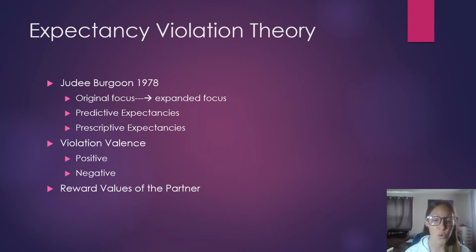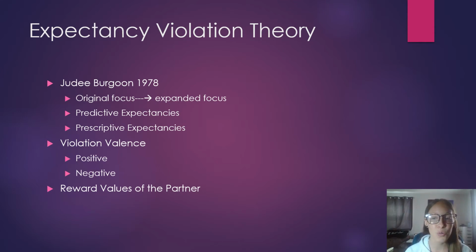So moving on to the reward value of the partner. This ties into the previous week's lessons on attraction, whether it's a positive rewarding value or a negative rewarding value. So within EVT, this states that behaviors are ambiguous. Whether they are positive or negative is often dependent on who is actually enacting those violations and whether you see them as being a positive or negative rewarding partner.